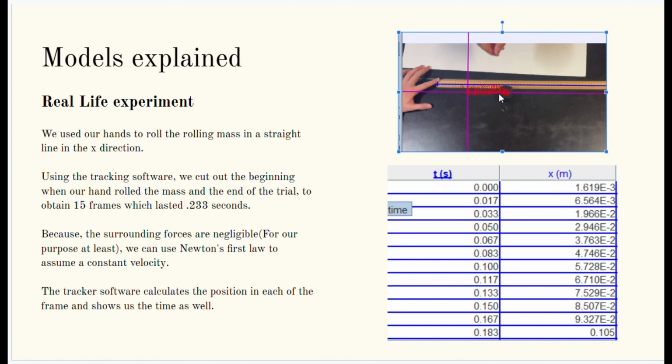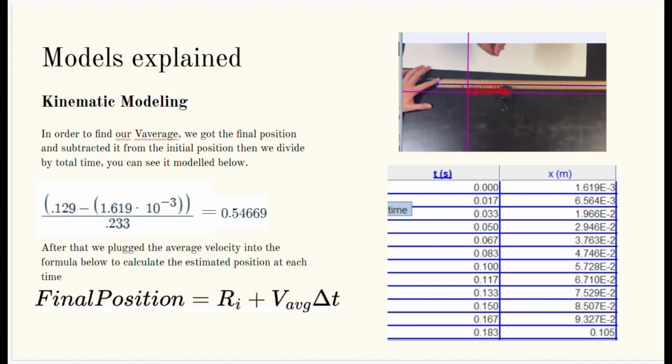The Tracker software calculates the position in each frame and shows us the time as well. Each of the red dots is the center of mass of the object, and this shows the position. We were able to calibrate it using the tracking software: you can see the ruler stick in the background, and using that we were able to calibrate the whole meter stick, so it should give an accurate prediction of where it is at that point. To find our V average, we took the final position, which is 0.129, subtracted the initial position, which you can see here, and divided by the total time. We got an average velocity, which will be used for our computational modeling.